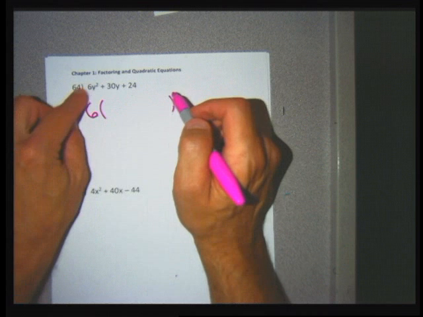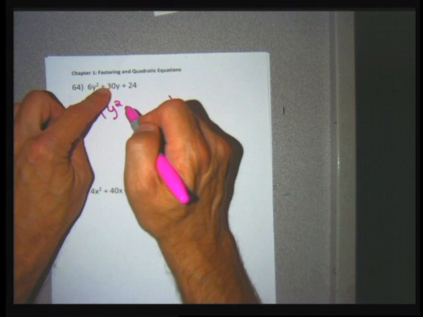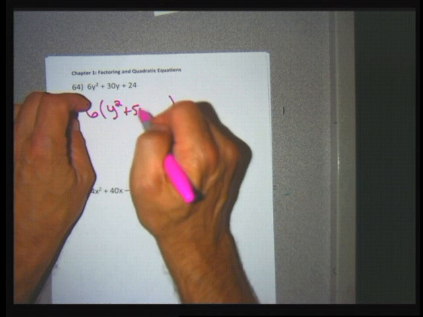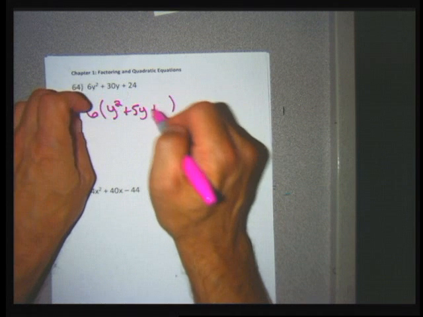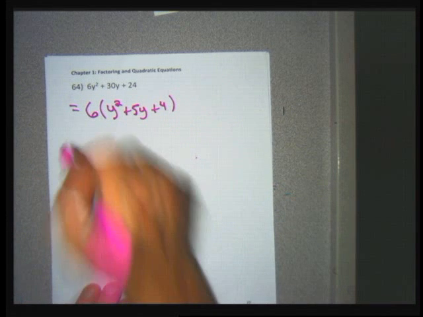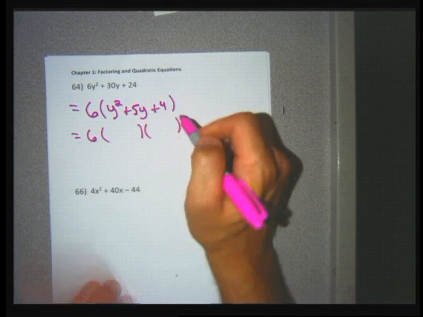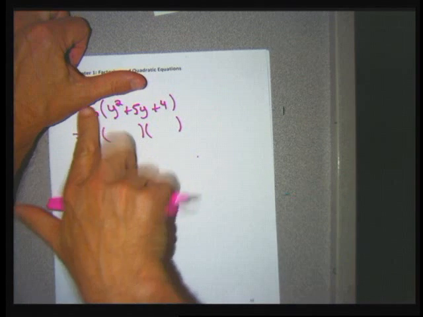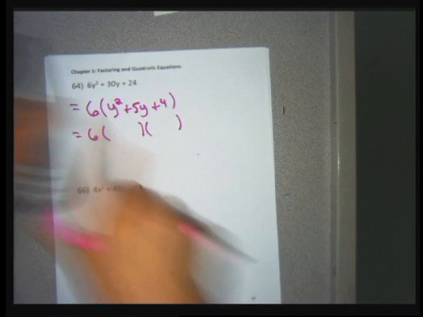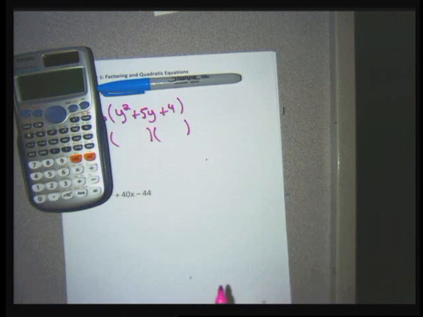When I factor a 6 out from here, I'm left with a y squared. When I factor out a 6 from there, I'm left with a plus 5y. When I factor out a 6 from there, I'm left with a plus 4. That 6 is going to be part of my answer, but it's not going to be incorporated in the rest. So I'm going to ignore the original problem for now, and I'm going to ignore the y squared plus. So I'm just going to factor that.